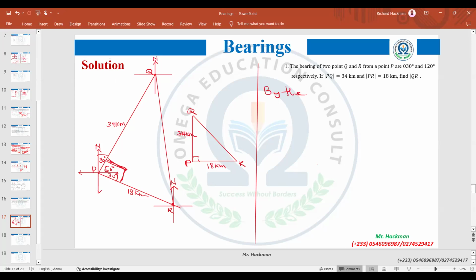I've told you, if the formula is named after a person, write it and appreciate the person before you move on. By the Pythagoras' theorem, the distance QR squared will be equal to the sum of the squares of these two sides. So I can write 34 squared plus 18 squared. Is that clear?